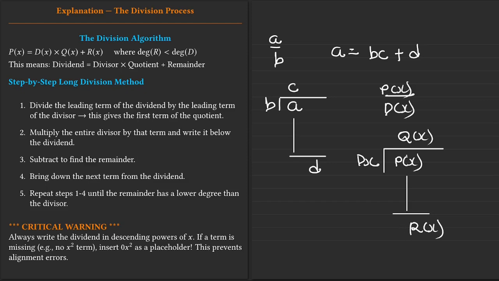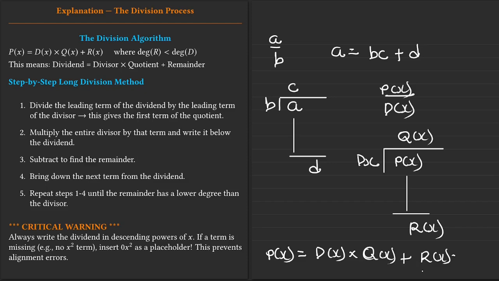So with that, we can say our polynomial p of x is equal to the quotient times the divisor, that is d of x times q of x, and then plus our remainder we have over here. This is the whole idea of the division algorithm.